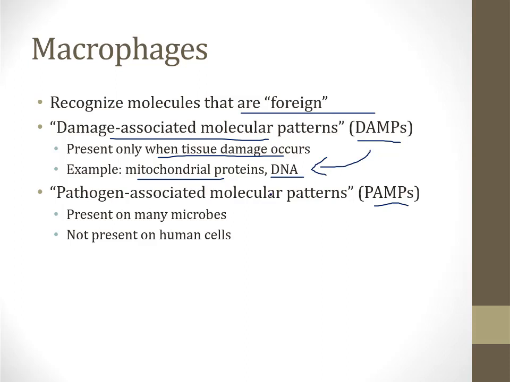PAMPs are similar to DAMPs. They're called pathogen-associated molecular patterns. They're present on many microbes. They're not present on human cells, and macrophages can also recognize these.